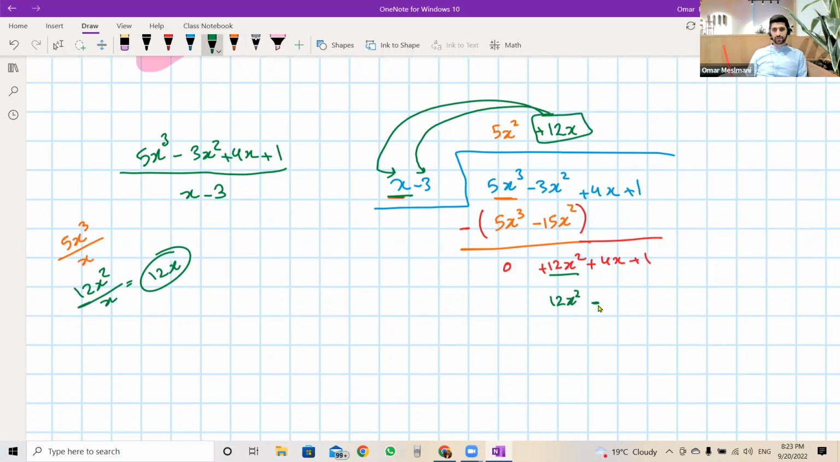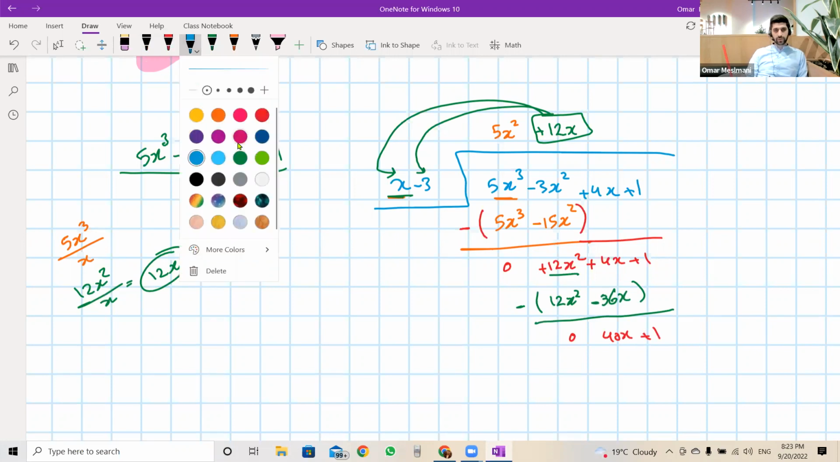12 times negative 3. Exactly. 12x squared minus 12x squared is going to be 0. 4 minus 36 is going to be 40x. You take a plus 1 down again. You do it a third time.